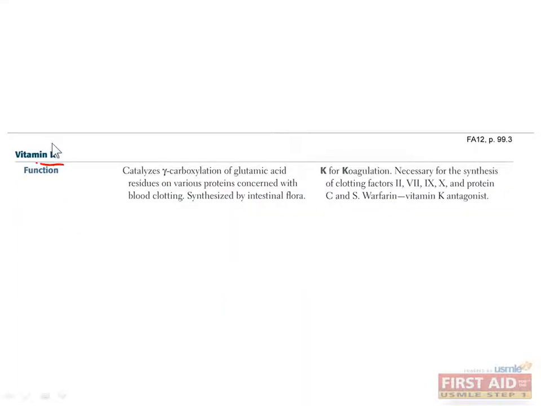Vitamin K, also called phylloquinone, is a fat-soluble vitamin that is mostly acquired from intestinal flora, but also found in some vegetable and animal sources. It's used in the liver to produce clotting factors 2, 7, 9, 10, and protein C and S. This is because it's needed for a step called gamma carboxylation of glutamic acid residues on these proteins. This mechanism is discussed in more detail in the Hem/Onc chapter.